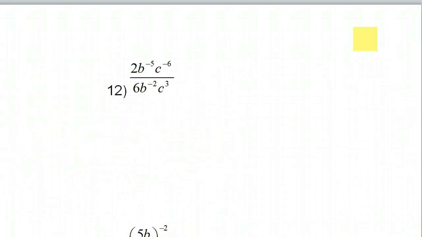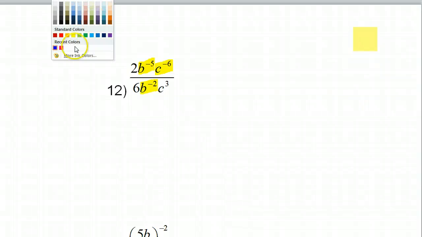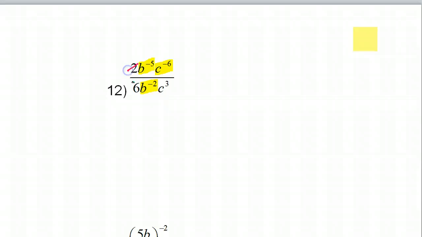All right, number 12. Okay, anything with a negative power is going to have to move. So this is going to have to move, and that is going to have to move, and this is going to have to move. Those 3 things have to move. Okay, while we're at it, we might as well reduce. 2 goes into itself once, 2 goes into 6 3 times.